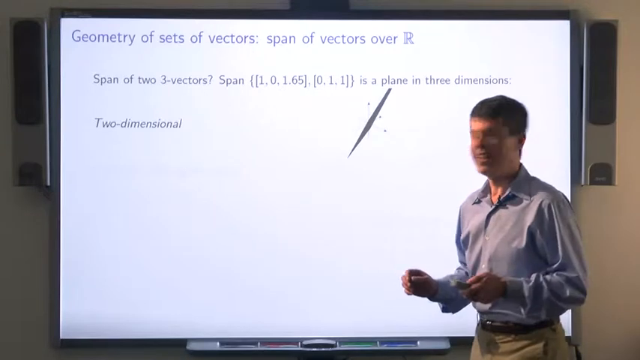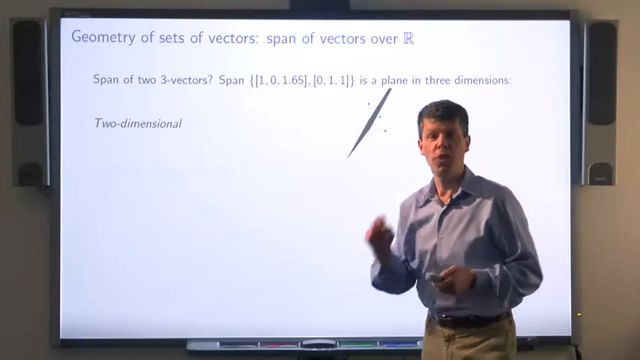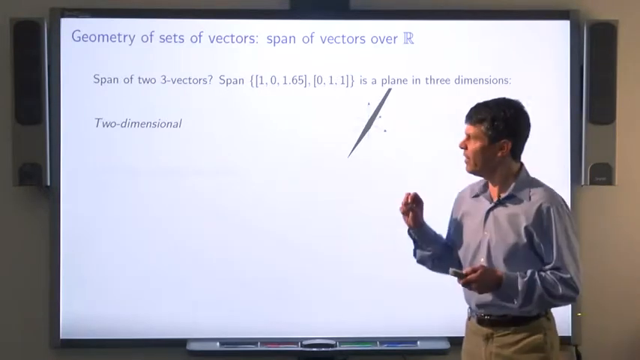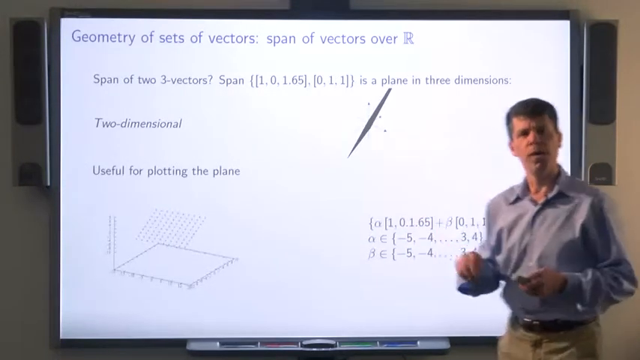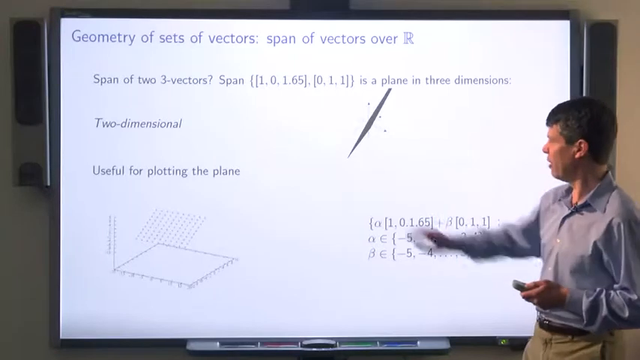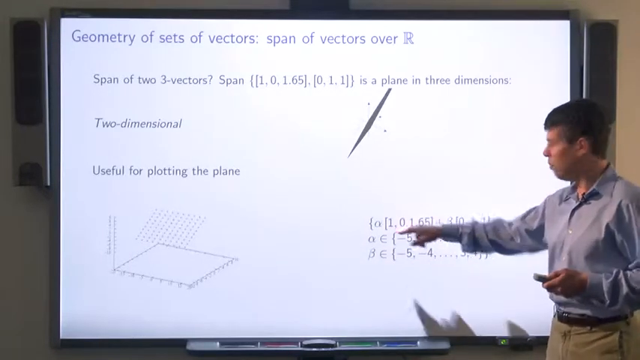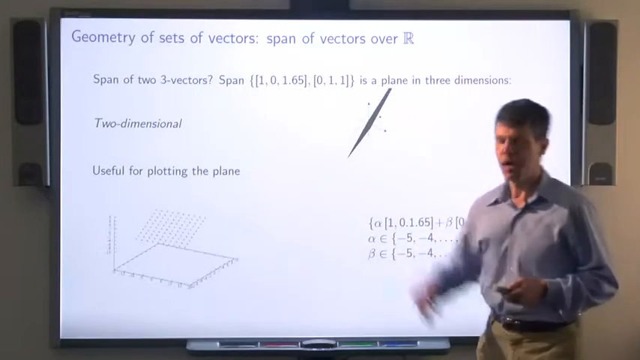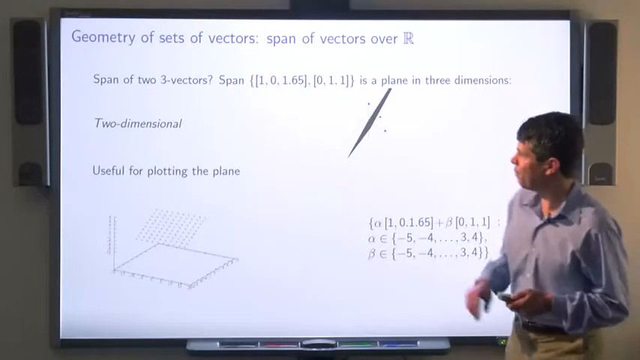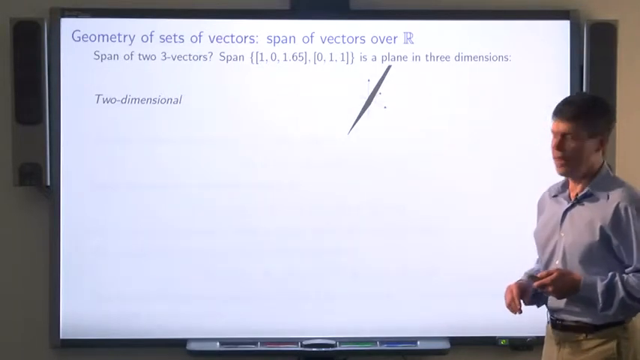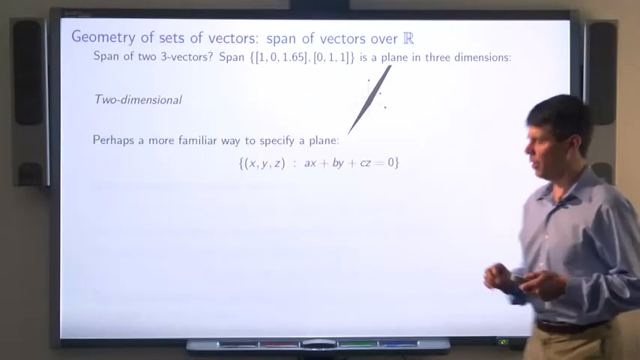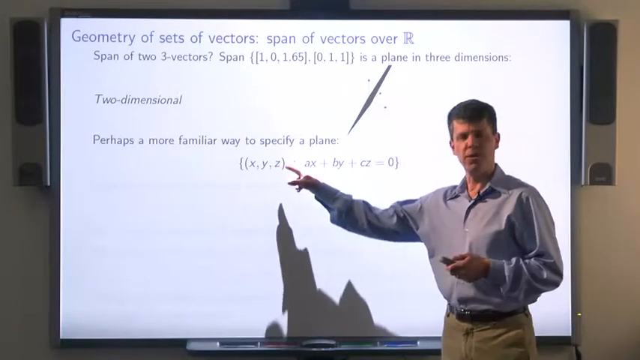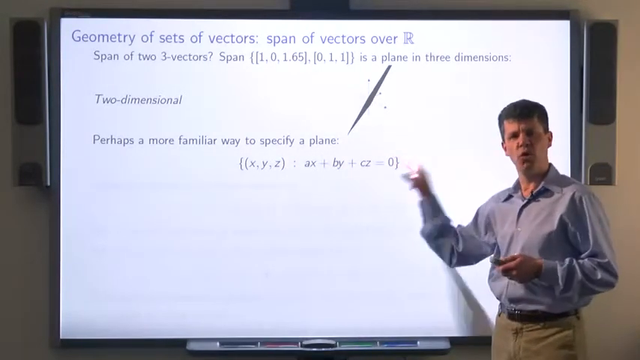So we've seen that the span of these 3 vectors forms a plane in 3 space. And in fact, this is useful for plotting the plane. So here I've taken multiple choices of alpha and beta and plotted what you get. There's a more familiar representation of planes, which is this, the set of triples x, y, z, satisfying an equation of this form.